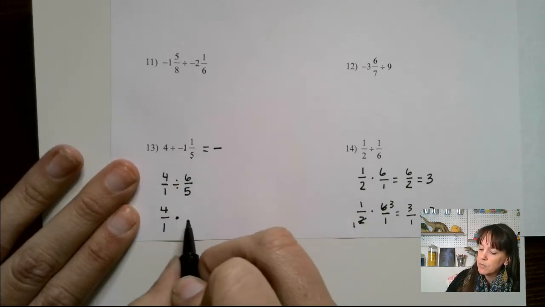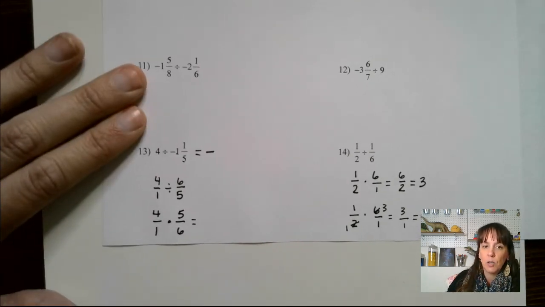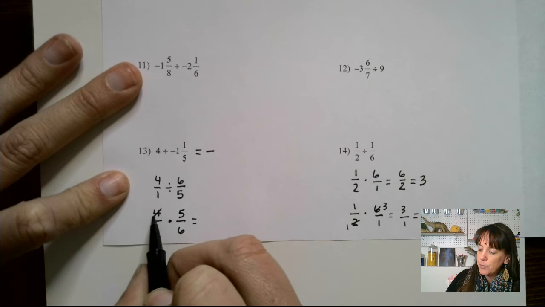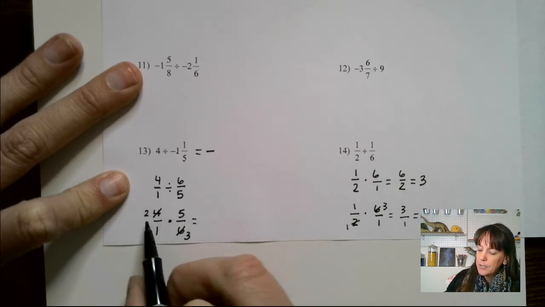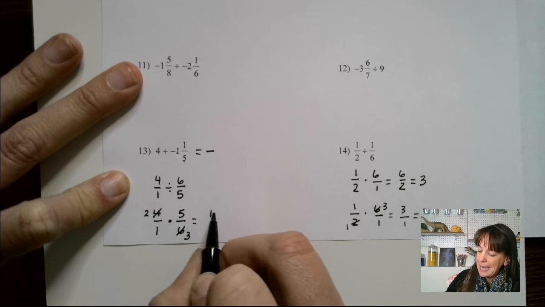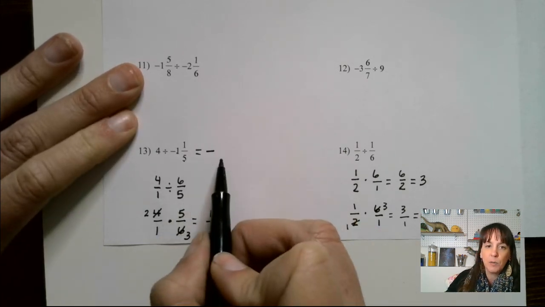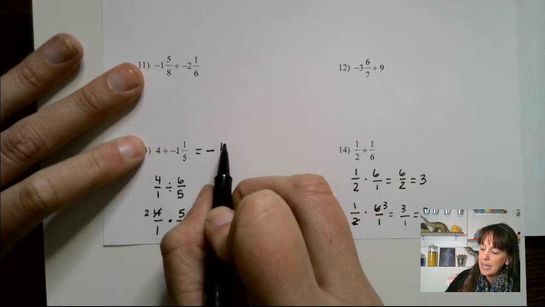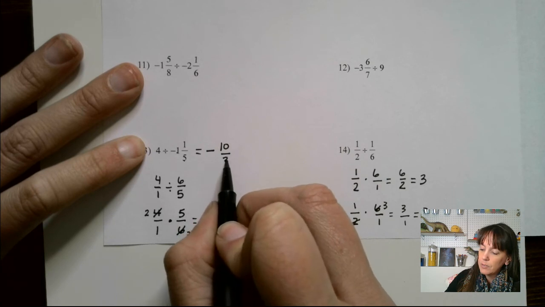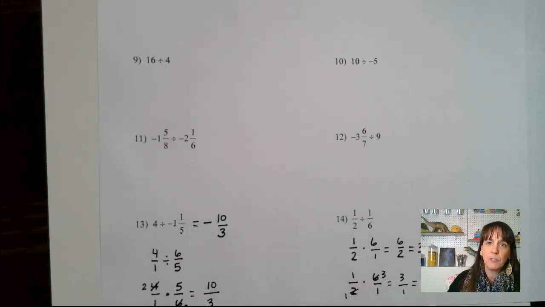Times the reciprocal of 6 over 5 is 5 over 6. And I see an opportunity for us to cross cancel. I can divide a 2 out of here and get 2. Divide 2 here, I get 3. So multiply straight across the top, I get 10. Multiply straight across the bottom, I get 3. Come back up here. I know positive times a negative is a negative, so I get negative 10 over 3.